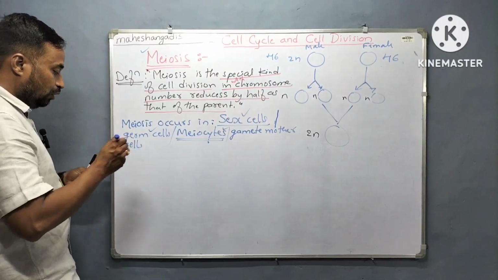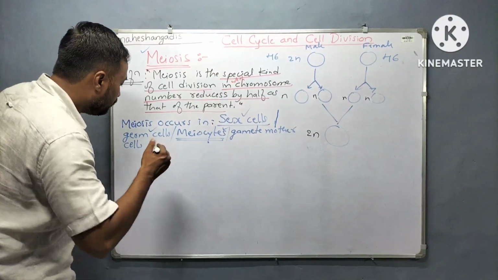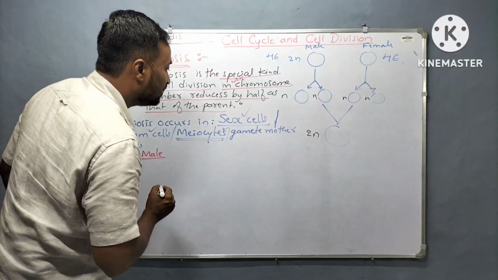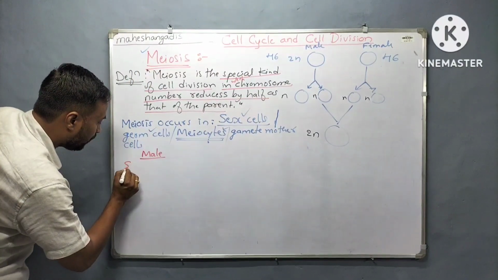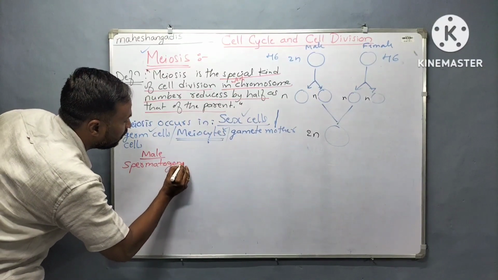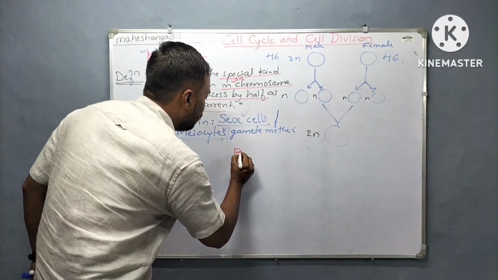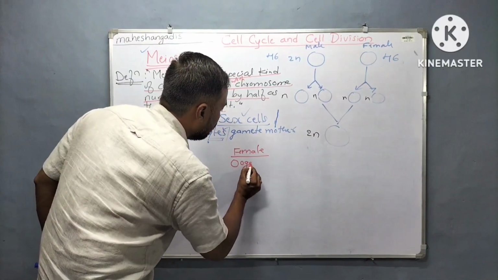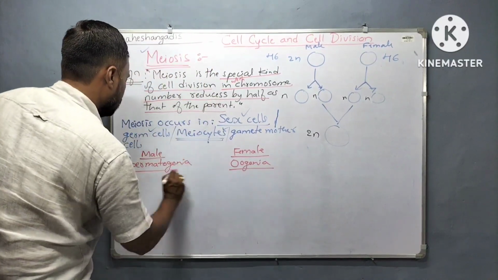Gamete mother cells. To be specific, in case of males, what kind of gamete mother cells are there? In case of male, spermatogonia are the gamete mother cells. Whereas in case of females, oogonia are the gamete mother cells.